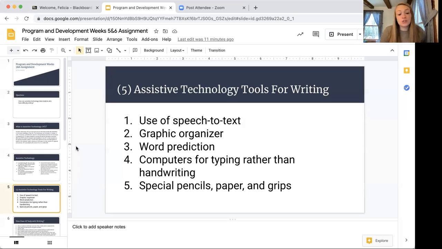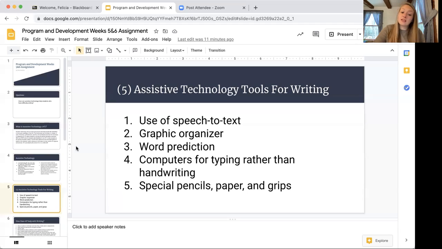So using computers rather than handwriting is definitely more prominent now with COVID-19 than it has been in the past. Kids are definitely on the computers way more often and they're typing. But it's definitely beneficial for students to have that option to type rather than handwrite, because it definitely can be easier. Some students have issues with their fine motor skills and they really just have difficulties handwriting.